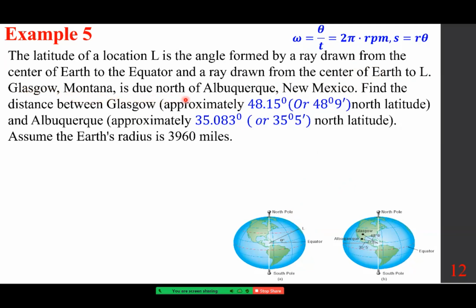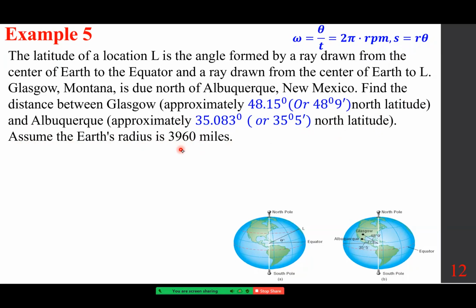Glasgow, Montana is due north of Albuquerque, New Mexico. Find the distance between them. Glasgow is approximately located at 48.15 degrees, or 48 degrees 9 minutes north latitude, and Albuquerque is at 35.083 degrees, or 35 degrees 5 minutes north latitude. Assume the Earth's radius is close to 4,000 miles, so 3,960 miles, and we want to find the distance between the two.